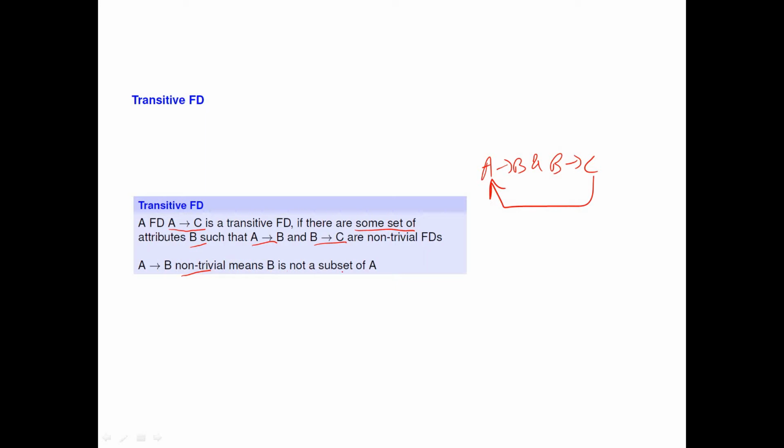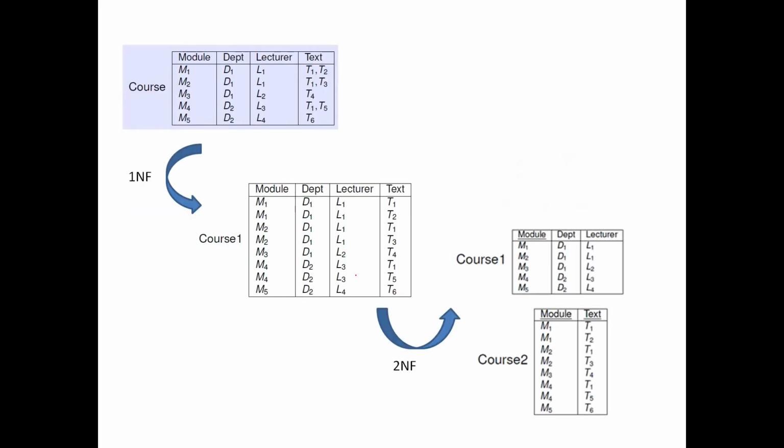And non-trivial functional dependency we already know: A determines B is said to be a non-trivial dependency if B is not a subset of the A. If B is a subset of the A, it is called a trivial functional dependency. So in the previous video we have already seen the 1NF and 2NF. Let us come back to the same course table.